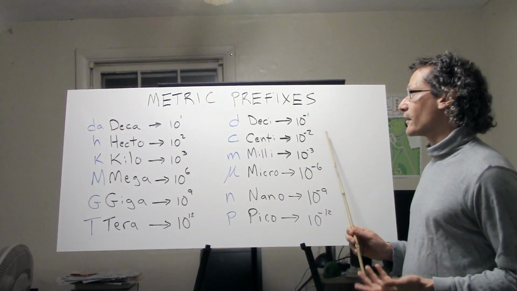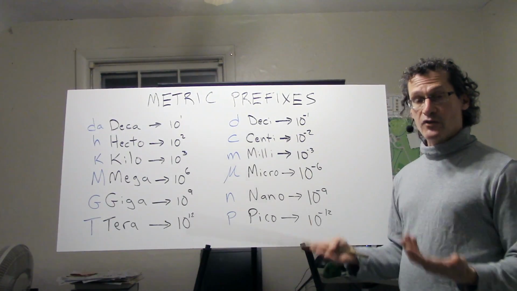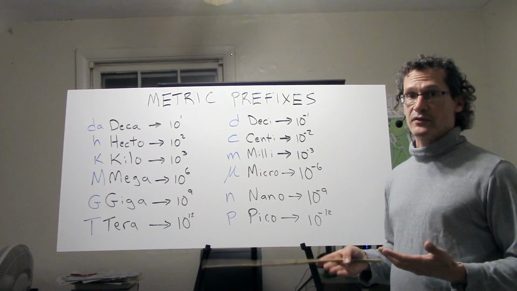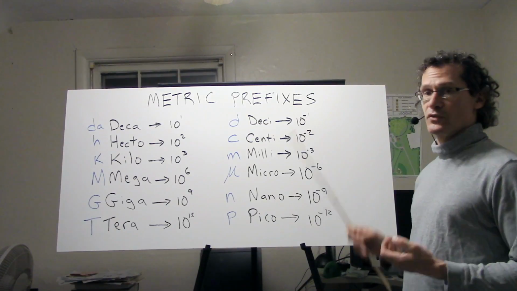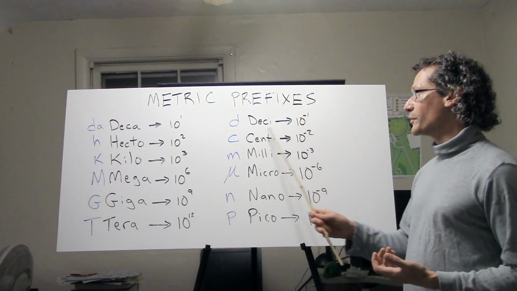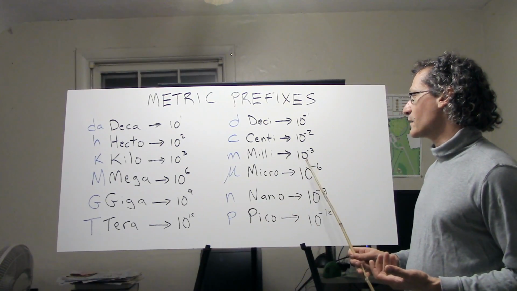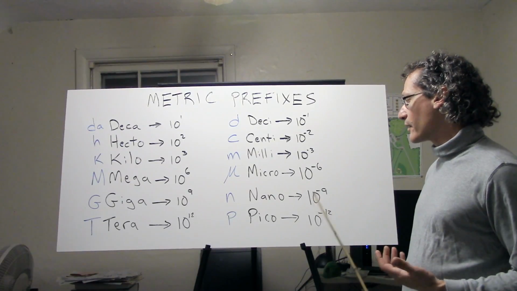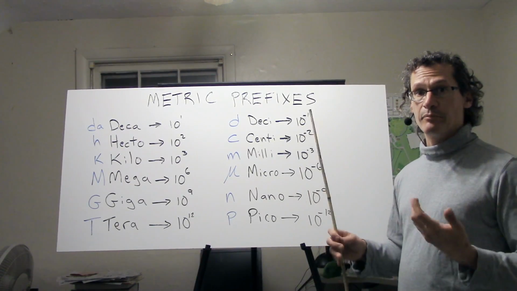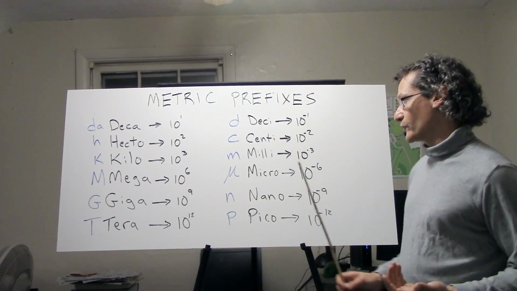This column over here is the same kind of concept, except instead of increasing the magnitude, it decreases the magnitude by powers of 10. So for example, deci is 10 to the negative first. So that value would become 1/10 of what it was before. Milli is 10 to the negative third, 1,000th. Nano, 10 to the negative ninth. That would be 1,000,000,000th. And pico, 10 to the negative 12th, or 1,000,000,000,000th.